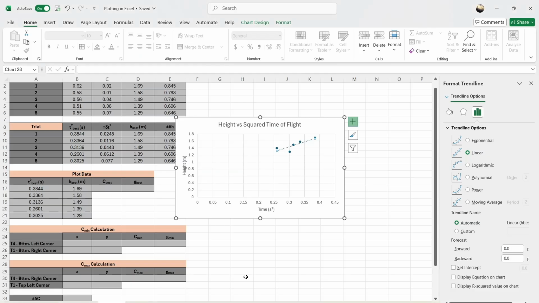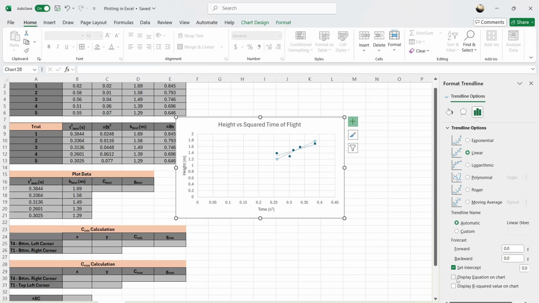So what do they mean by this? Because we're looking at height versus time of flight, the physical thing we expect is that if we have a height of 0, your time of flight should be 0, meaning that your trend line should pass through the origin. This current trend line does not pass through the origin. It passes somewhere above. So in our options for the trend line, we're going to click Set Intercept, and it's going to be set at 0. This makes a brand new trend line that actually does pass through the origin. X equals 0, y equals 0.